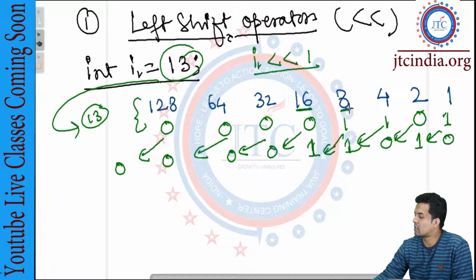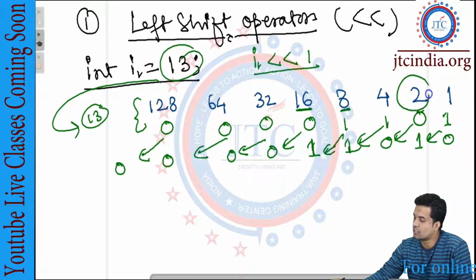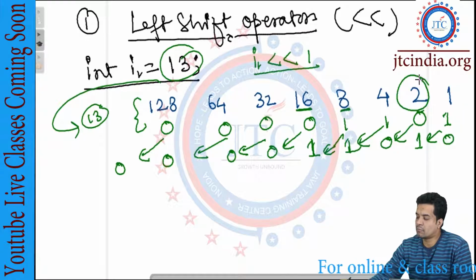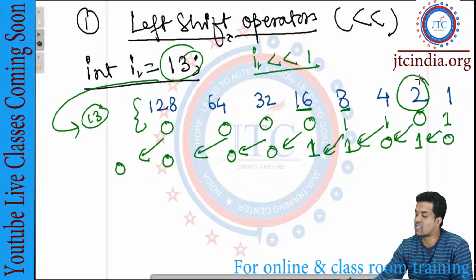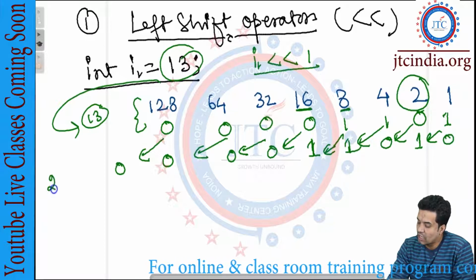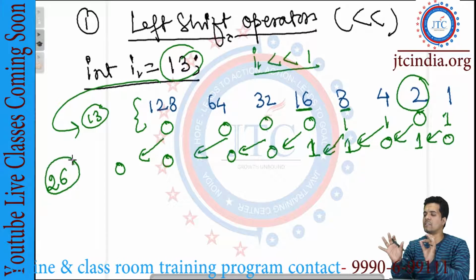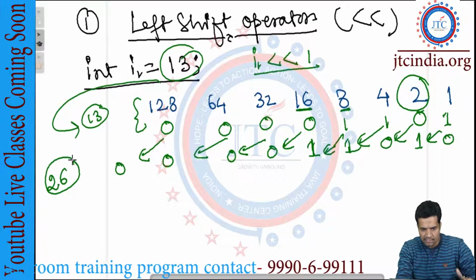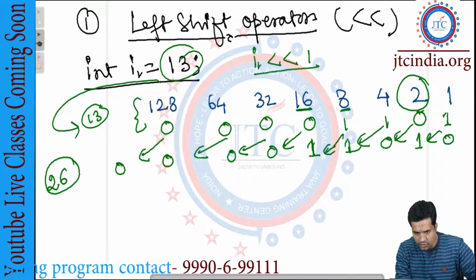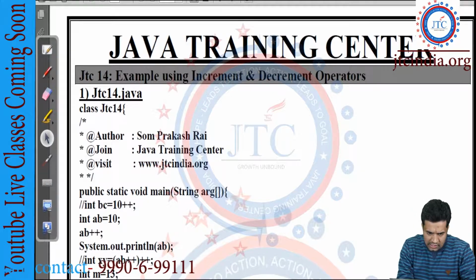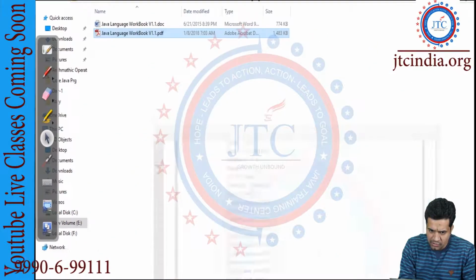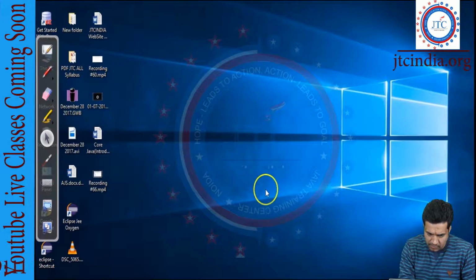16 plus 8 plus again I am writing 2 here, right? So 10 and 16, 26 as I am going to get here. So this value again is going to be 26. So it's a very simple left shift and right shift operator as I am showing it to you here. What I wanted to do now is write a very simple program here.